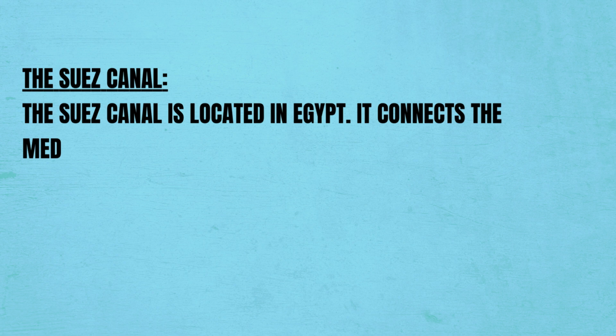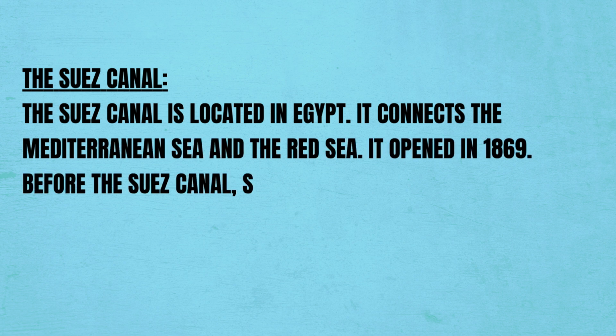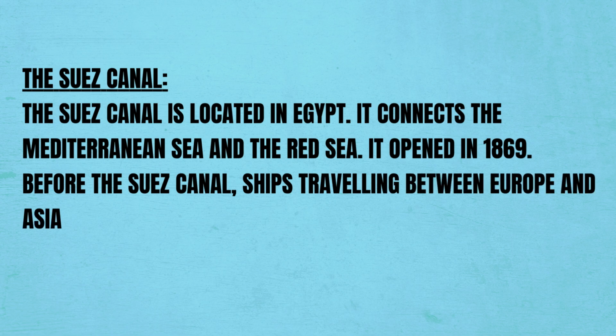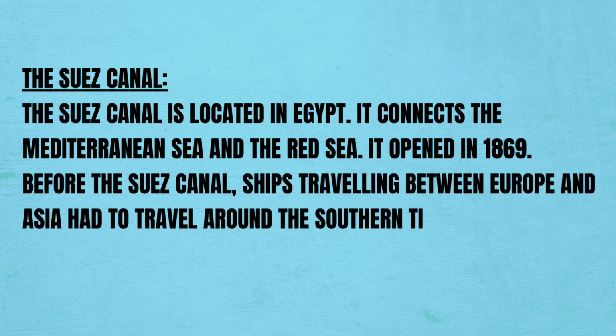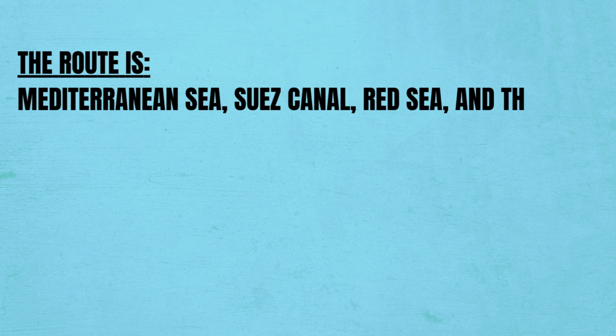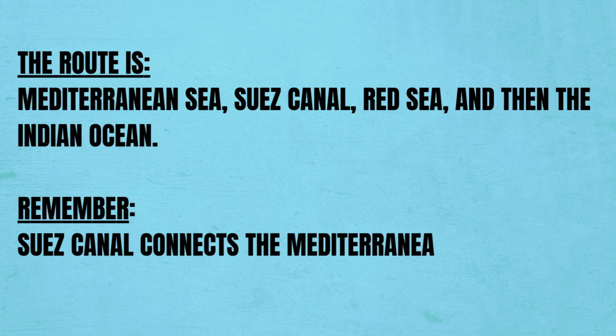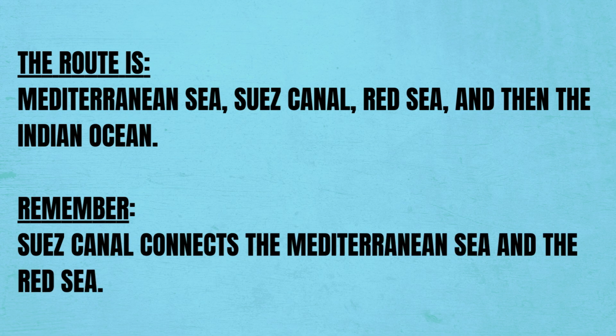Part 9. Important canals. The Suez Canal. The Suez Canal is located in Egypt. It connects the Mediterranean Sea and the Red Sea. It opened in 1869. Before the Suez Canal, ships traveling between Europe and Asia had to travel around the southern tip of Africa. The canal made this journey much shorter. The route is Mediterranean Sea, Suez Canal, Red Sea, and then the Indian Ocean. Remember, Suez Canal connects the Mediterranean Sea and the Red Sea.